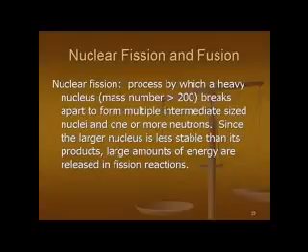Nuclear fission is a process by which a heavy nucleus, generally these are mass numbers greater than 200, breaks apart to form multiple intermediate-sized nuclei and 1 or more neutrons. Since the larger nucleus is less stable than its products, large amounts of energy are released in fission reactions.